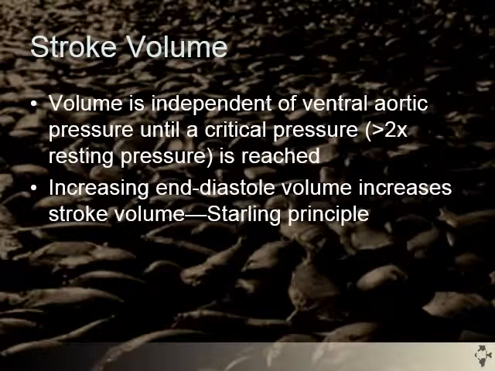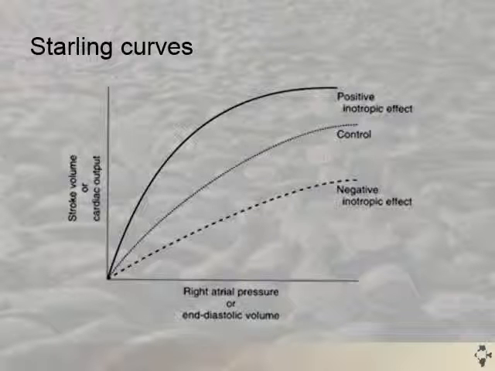Okay, so last time we talked about the Starling principle, and it's illustrated by these Starling curves. Along the x-axis, you can see right atrial pressure. Now, this is a diagram that was developed for humans or other higher vertebrates. In fish, there is no such thing as a right or left atrium, but the concept is still the same. So the atrium pressure or the end diastolic volume. So the amount of volume that's remaining in the heart, specifically in the atrium, after contraction of the ventricle.